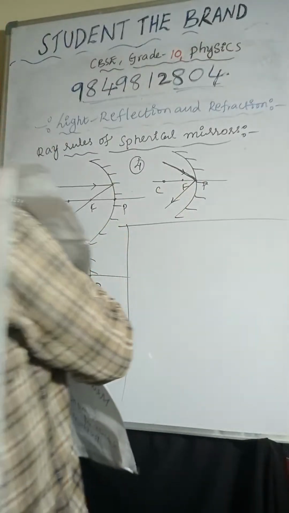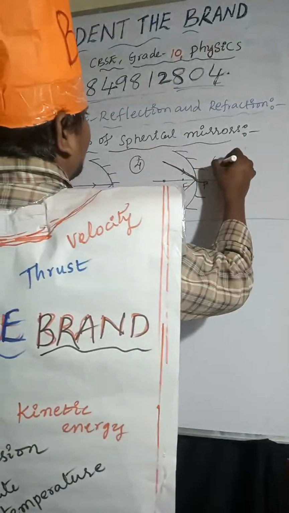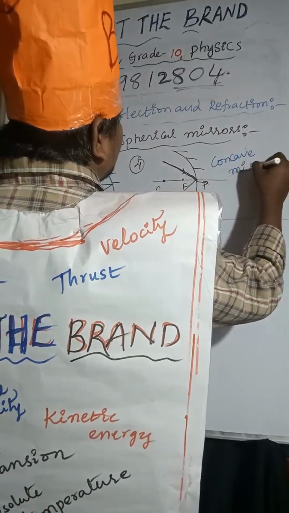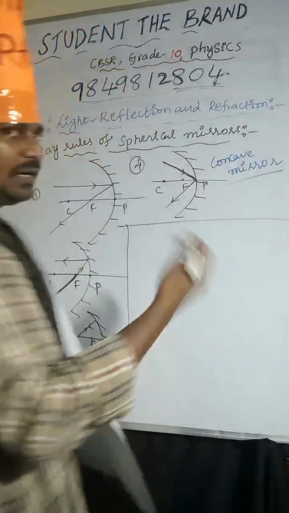This is a concave mirror. A concave mirror is also known as a converging mirror. And coming to the convex mirror.